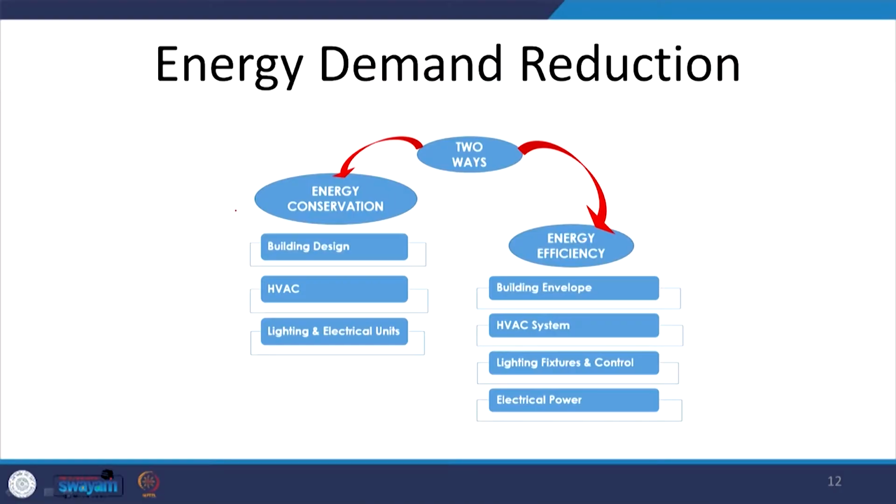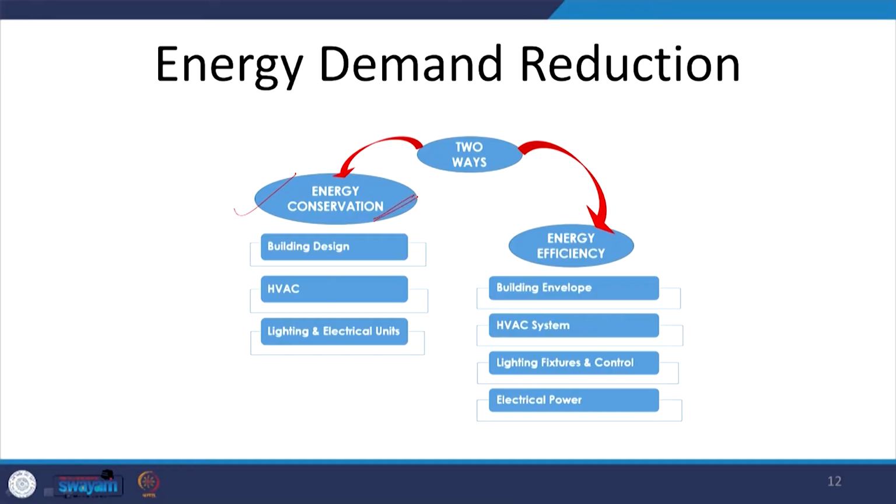So, if we are talking about energy conservation, we are talking about the design principles. We are talking about how do we design our HVAC, how do we design our lighting and electrical units. While when we are talking about energy efficiency, we are talking about building envelope. So, what are the thermal, what kind of materials should be used and what should be their thermal properties? What kind of HVAC systems? So, again we are talking about HVAC system, but besides design, here we are talking about the efficiencies of these HVAC system. So, maybe we have already reduced the size, the tonnage of AC from 500 tons to 300 tons, that is through conservation, adding different types of practices and design strategies.